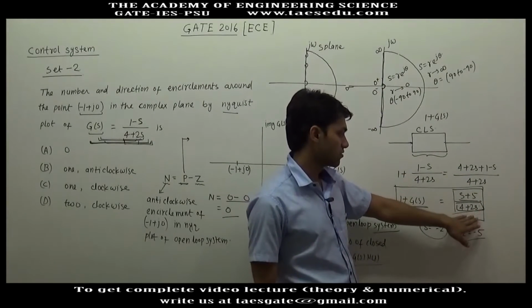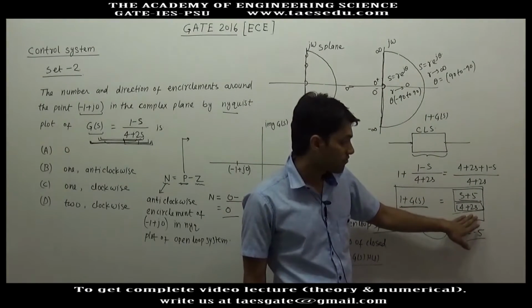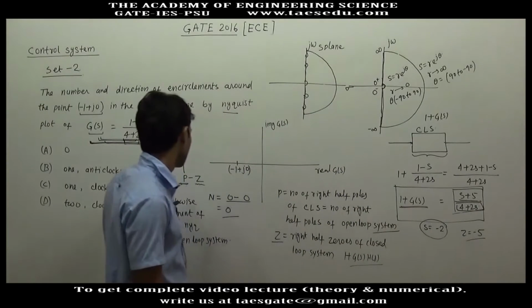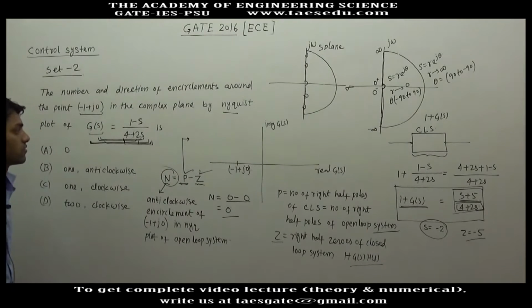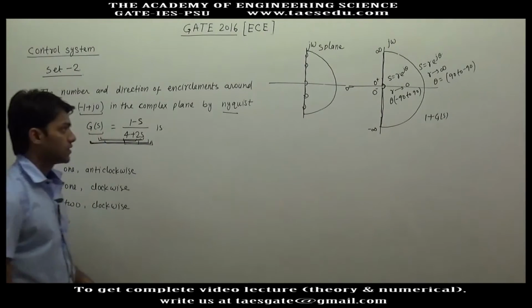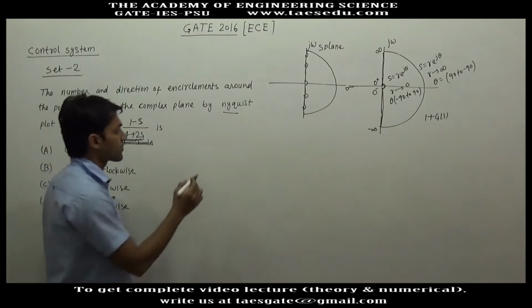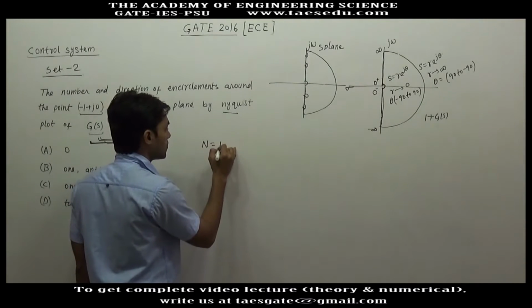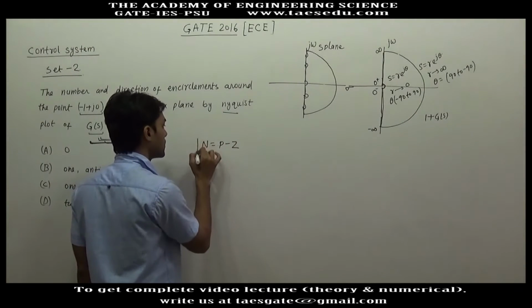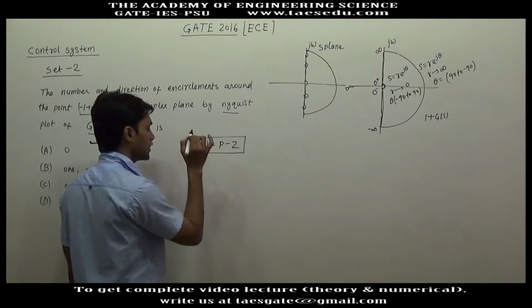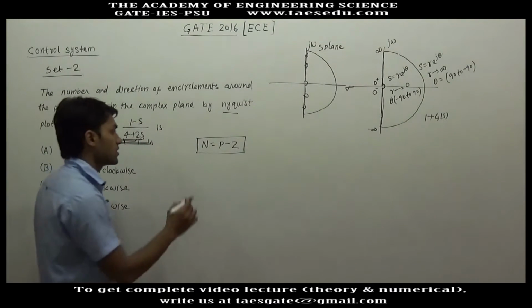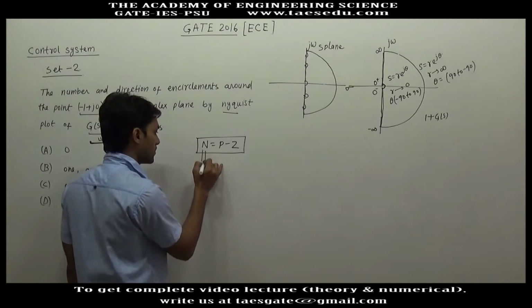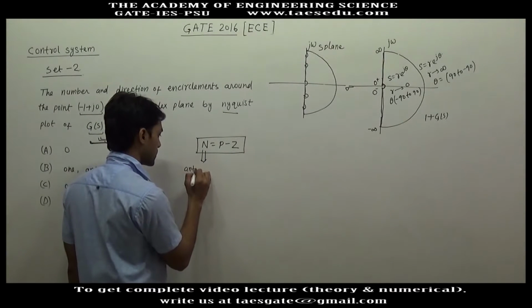number of right half zeros is 0, number of right half poles are 0. So we have P, we have Z, and we found out the number of encirclement. The other way to think is N is equal to P minus Z. This is a general equation, not only applied in the stability. This is a general equation. The number of encirclement, this is anti-clockwise encirclement.